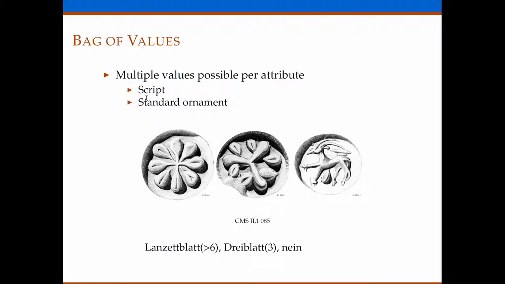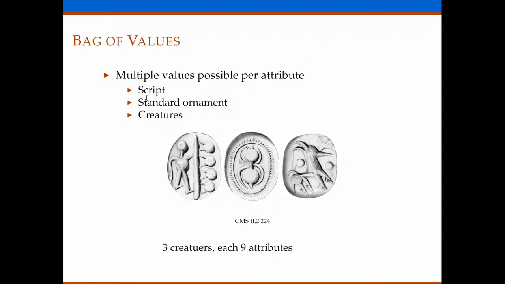And then for the ornaments, repetitions are encoded with the name of the ornament and then the number, or if it has no ornament, then there's no ornament element. And then for the creatures, or the animals depicted, I have the name of the creatures, and then there's a separate table where the different attributes of the creatures are noted: in which direction they're looking, and if they're doing something special.